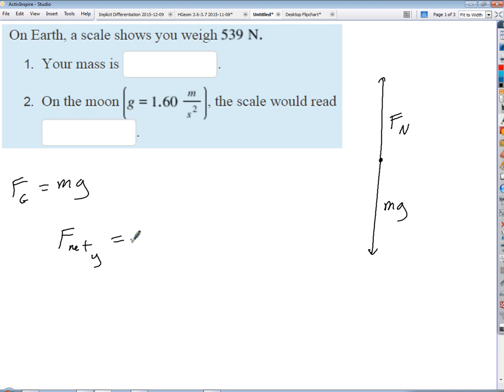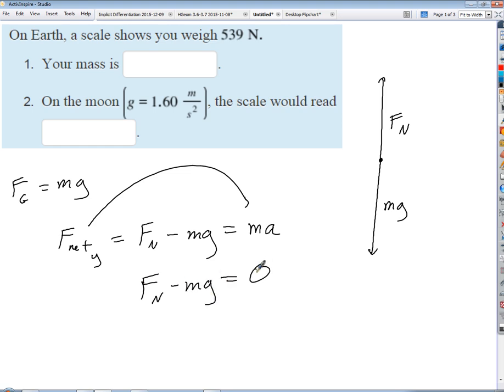That would equal what? Well, we look at our free body diagram and we're just going to look at all the positive contributions and the negative contributions. What's the positive contribution? Yeah, normal force, right? Because that's what's pointing up, which is the positive direction. So we'd say normal force minus mg equals net force, which is always equal to ma, right? By Newton's second law. But what's the acceleration? Zero, right? So normal force minus mg equals zero.